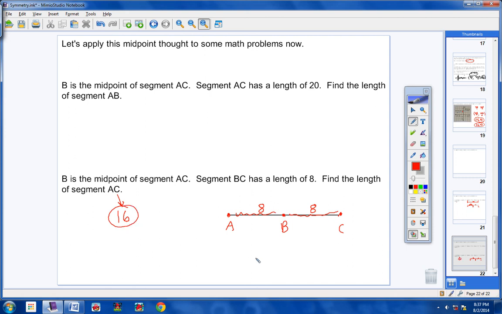If you have any questions, don't hesitate to call or email. And I hope this has made sense to you, the study of symmetry, rotational symmetry, and the midpoint formula, and then also finding the lengths of segments using the midpoint.